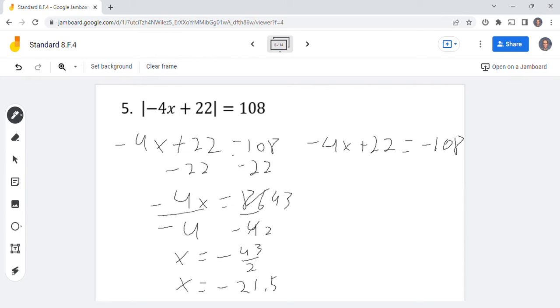Over on the other side, we're going to subtract the 22, subtract the 22. We end up with negative 4x. Over on the right-hand side, we end up with negative 130. Finish this out by dividing by negative 4.